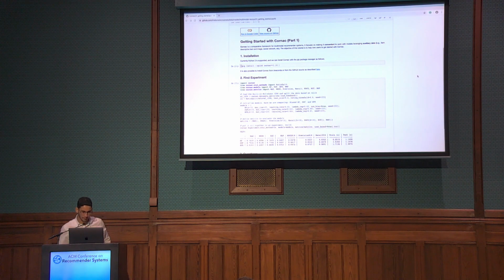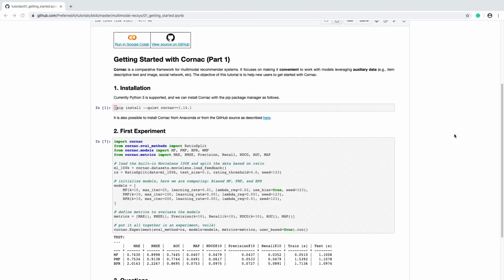All right, great. So we strongly recommend you run it on Google Colab because we have tested it on Colab and it seems to work fine. So the first thing you need to do is to install Cornac. Here we use pip to install Cornac, but you can also install it from Anaconda or directly from the GitHub source, which are described in the Cornac GitHub repo.